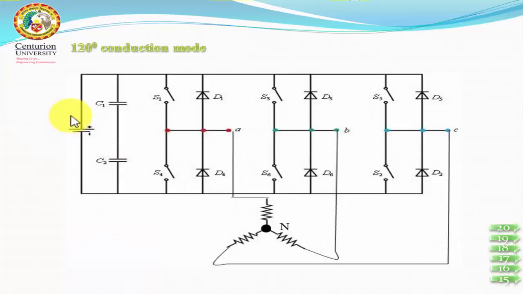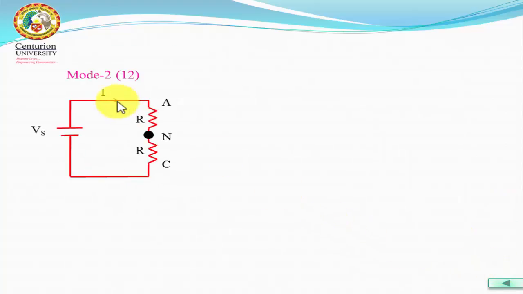So what happens in mode 2? 1 and 2 are conducting. This is 1, so A is connected to the positive. 2 is conducting, this is my 2, so C is connected to the negative. This is the equivalent diagram for mode 2. A is connected to the positive and C is connected to the negative.